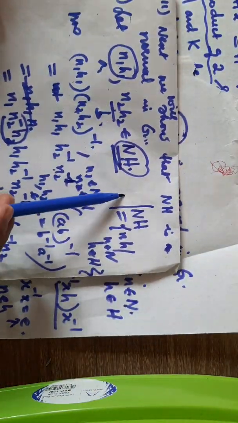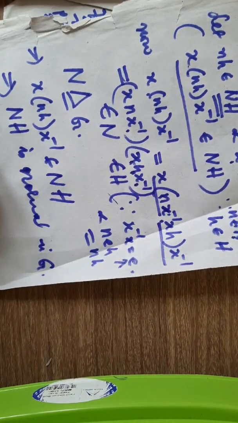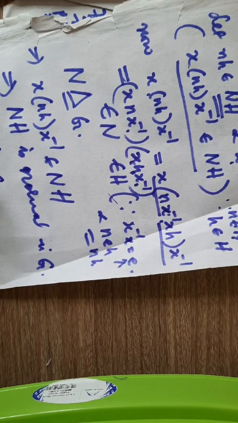So on combining 1 and 2, the first one is that NH is a subgroup, and the second part is NH is normal in G. We can conclude that NH is a normal subgroup of G. I hope it is clear now with this explanation.